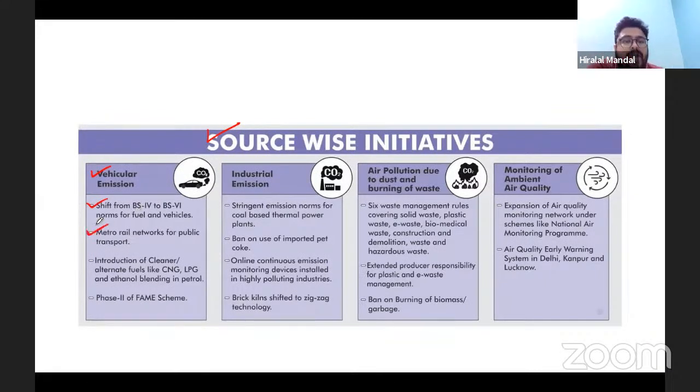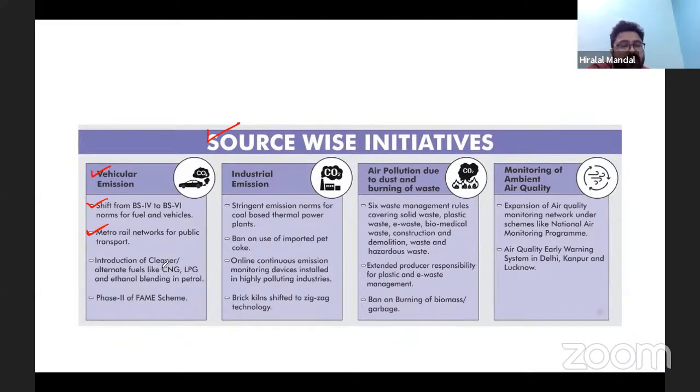Similarly, there is rapid progress when it comes to the metro rail network. I believe at this point of time, 29 cities are constructing the metro rail network, because metro rail greatly helps in reducing pollution, as it helps in movement and public transport. The more the public transport, the less the pollution one can expect.